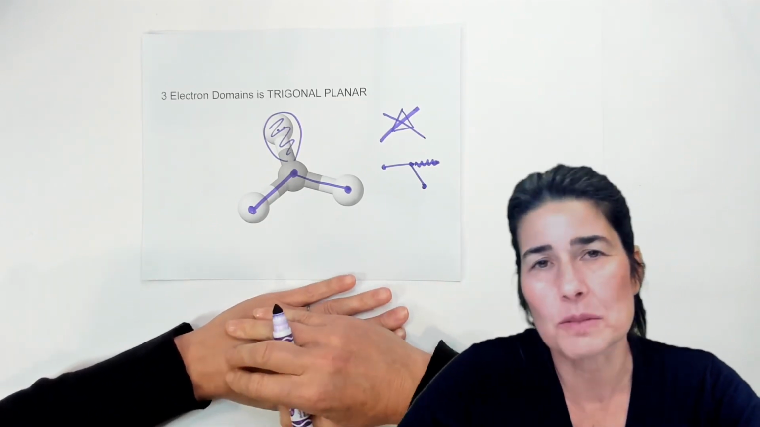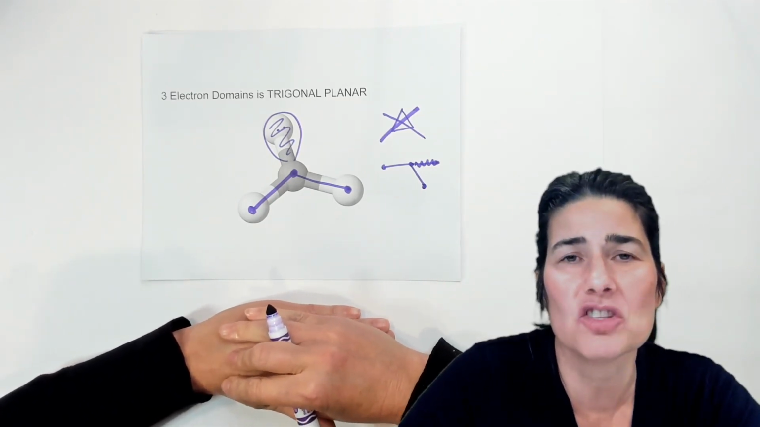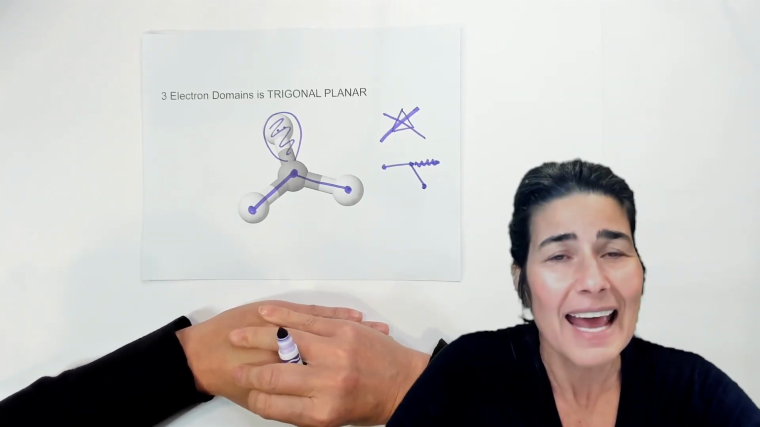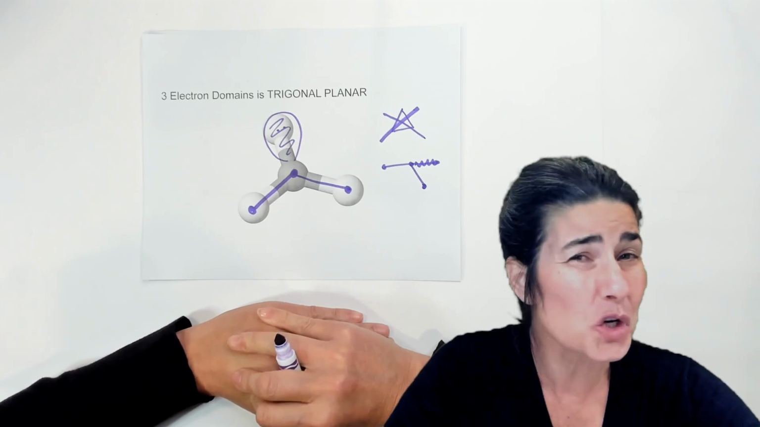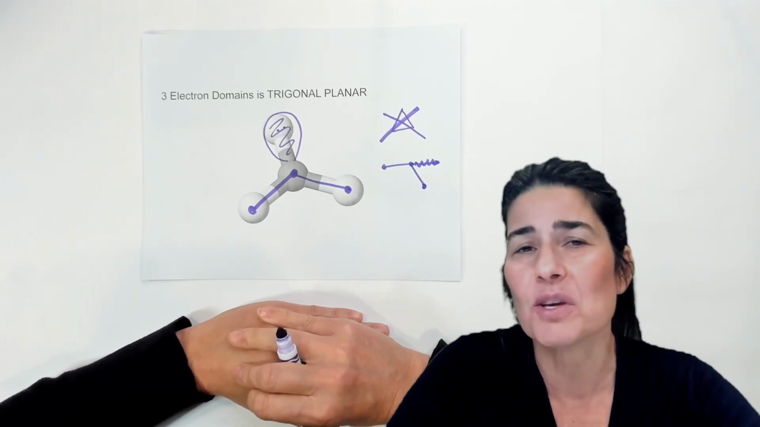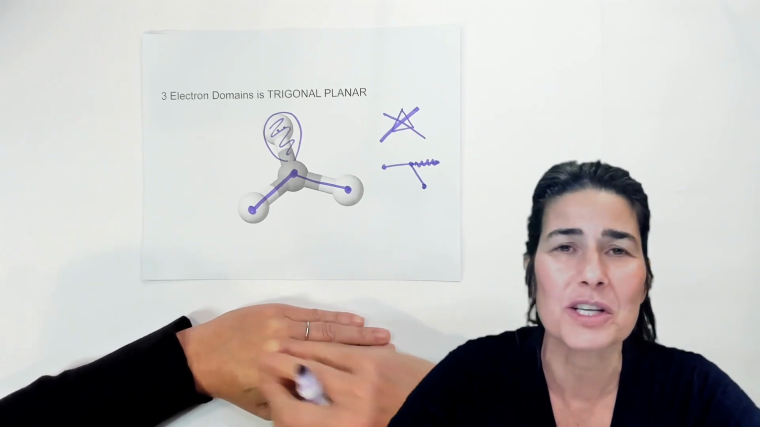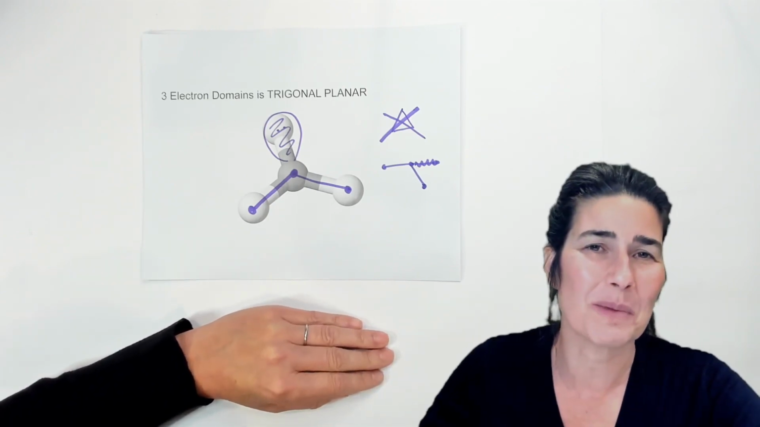So in the videos below, I'm going to show you what each of those electron domain geometries turn into. And the shapes should be logical if you know how to draw them out. So watch those videos below and we'll go through each of the electron domain geometries.